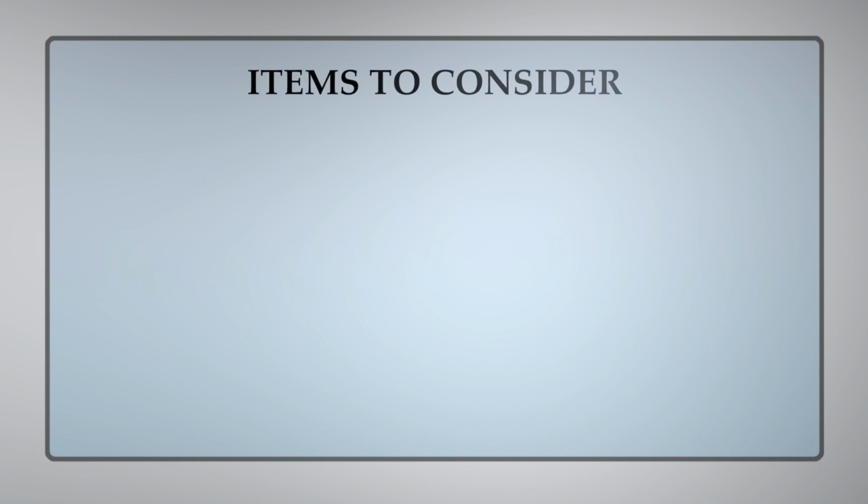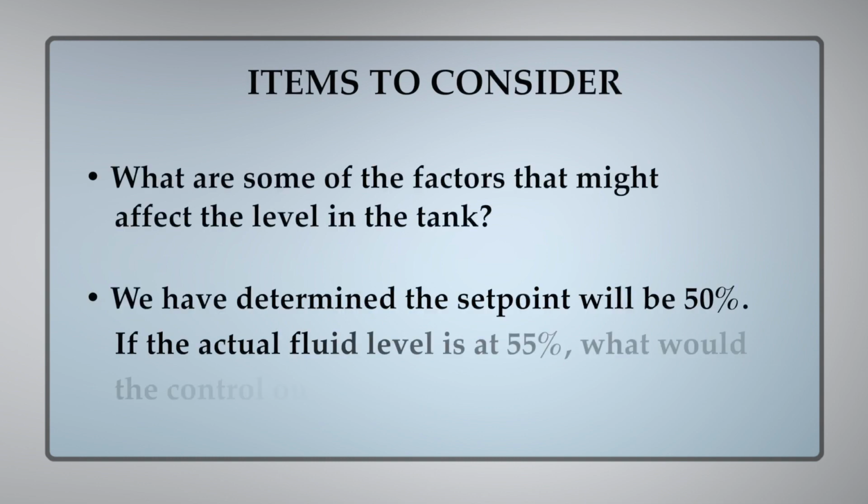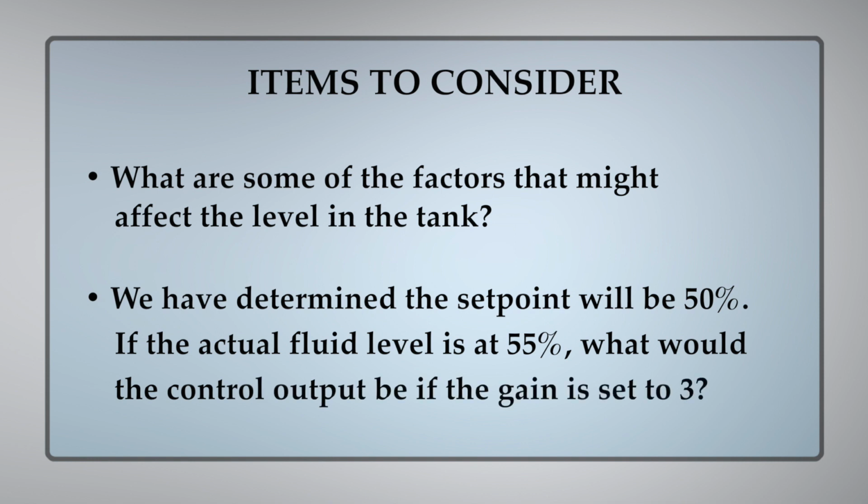Let's examine the model and determine what factors might influence the level in the tank. We have determined that the set point will be 50%. If the actual fluid level is at 55%, what would the control output be if the gain is set to 3?